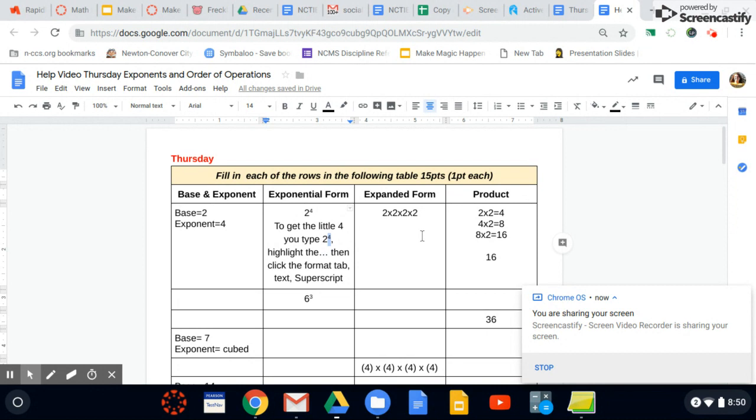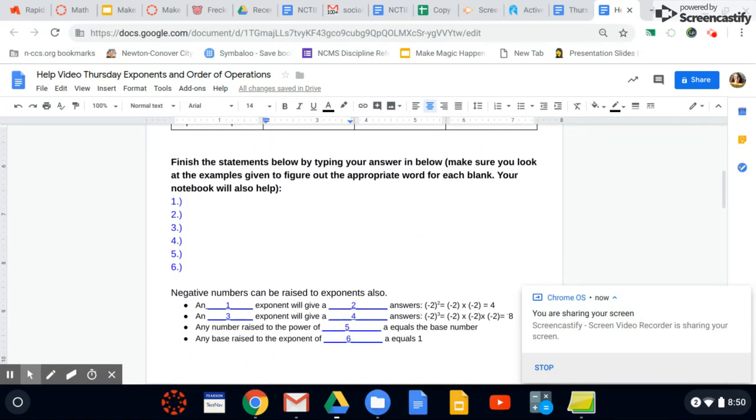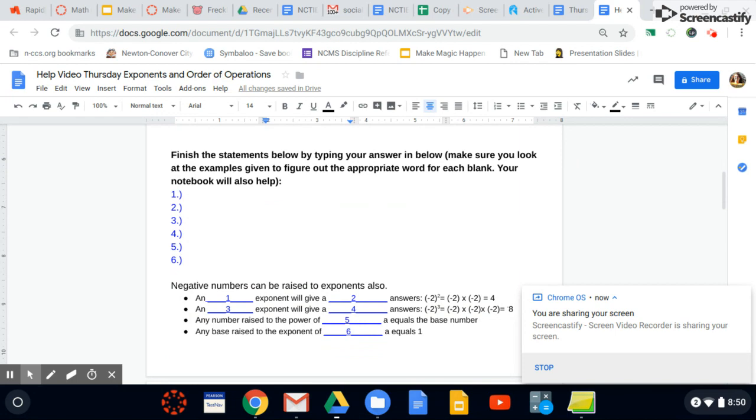So that was the first question that a lot of you asked, and I thought it was a very good question. The next one was about this section right here where it says finish the statement below by typing your answer. And it says use your notebook. So it says negative numbers can be raised to exponents also. So these numbers right here is where I should be typing the words that match up with what's down here.